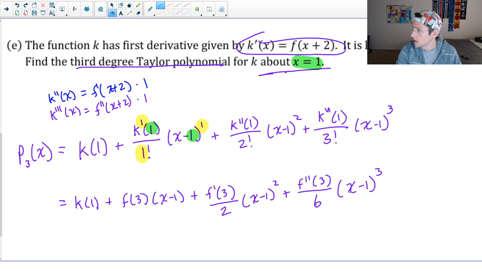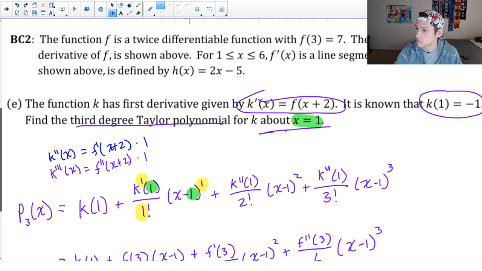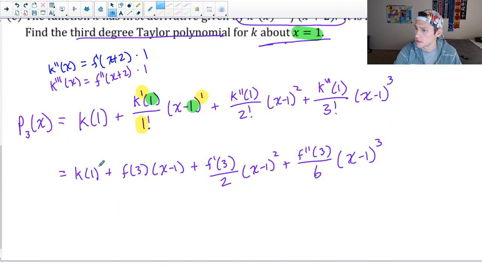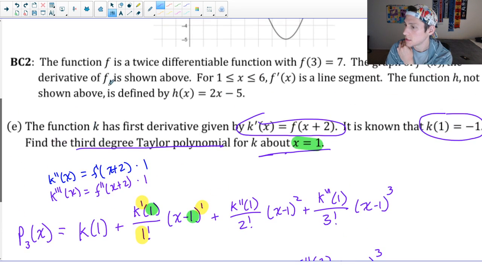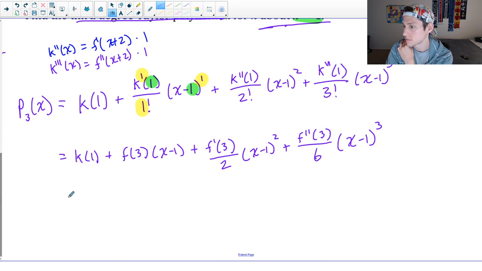Oh, and another thing. I was worried for a second, wait a minute, how am I going to know what k of 1 is? Because k prime is f. So if I wanted k, I would take the integral, but I don't know what the integral of f is. But it tells us the initial condition that k of 1 is negative 1. All right, so that helps. So negative 1 plus f of 3.